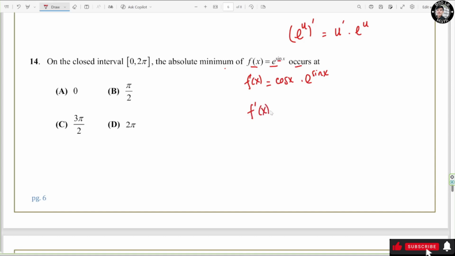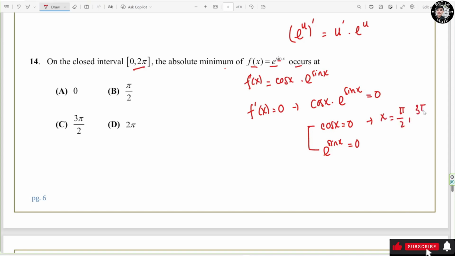Let f prime of s equal 0, which is the same thing as cosine s times e to the sine s equal to 0. So this one is the zero product property. Cosine s equals 0 and e to the sine s equals 0. Cosine s equals 0 within this interval, so s must equal pi over 2 and 3 pi over 2. Now this one right here has no solution, because e to the sine s is always greater than 0. We're going to use the candidate test because this one is a closed interval.